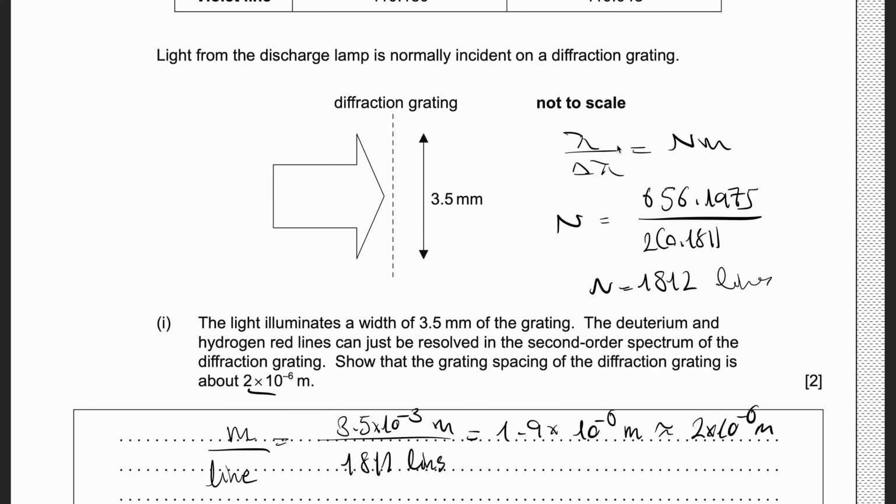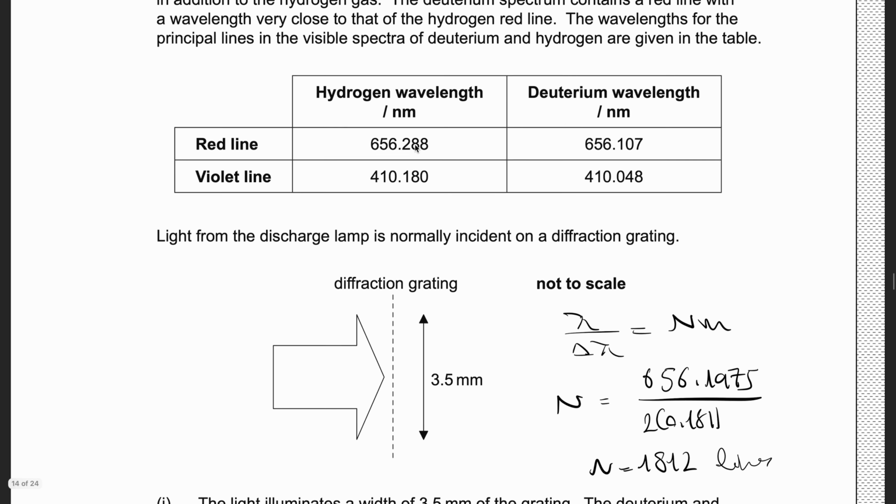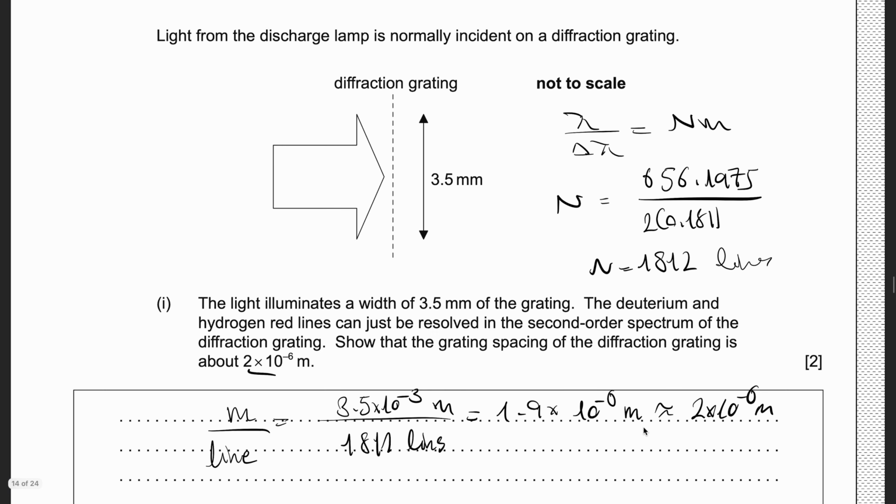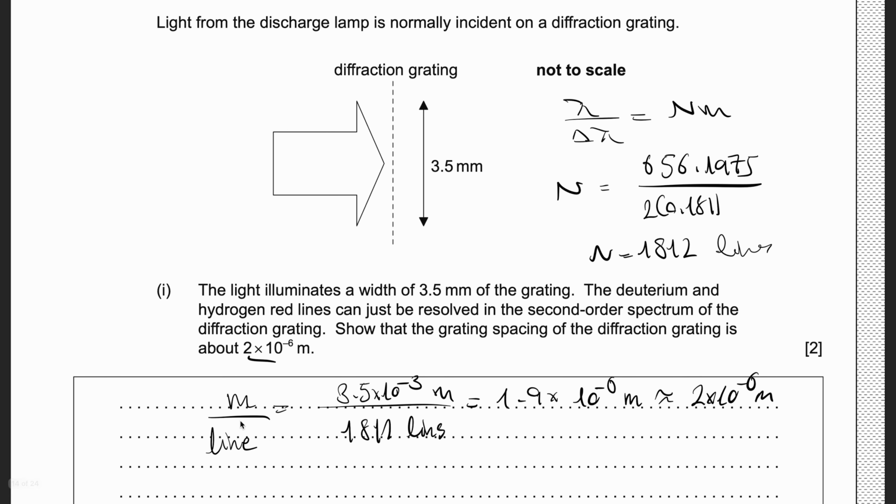Okay, so as you can see, I already solved this here. I used lambda over delta lambda equal to nN, and I took the mean values for, you can use either the red line or the violet line. I used the red line. I took the mean values for lambda and then took the difference and found N. Now N is the number of lines in the diffraction grating, if I'm not mistaken. Now you want to find the grating spacing of the diffraction grating. So you do 3.5 times 10 to the power negative 3 meters over your total number of lines. So that'll give you the answer.